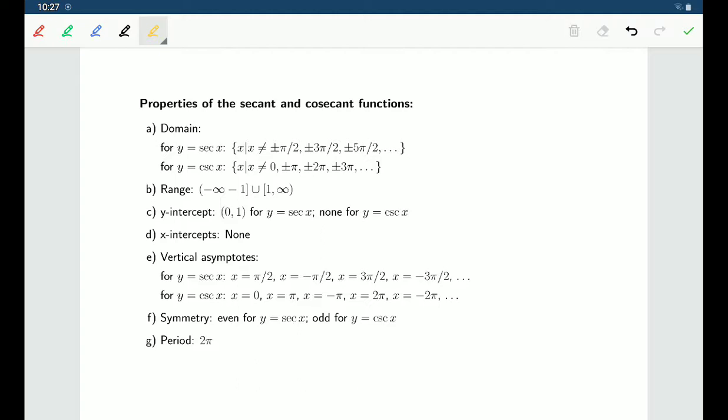We know that if we're thinking back to our graph, the only y-intercept that we have would be for the secant graph. Remember that since the cosine graph has the point (0, 1), then the secant graph should have the point (0, reciprocal of 1), which is 1.